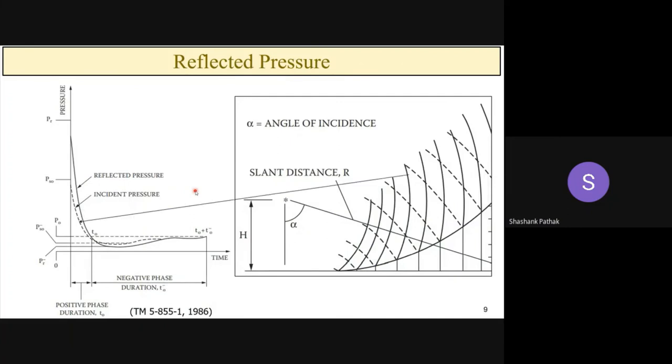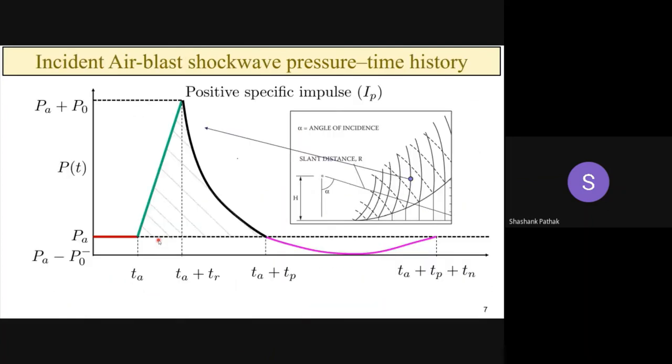Now this is nothing but showing how reflected pressures will look. So here you see that this is the profile of reflected pressures, and this dotted one is the profile of incident pressures. Why reflected pressures are higher, we will understand when we discuss wave propagation and wave reflection, those concepts in this course. But at this moment, the main takeaway message is that incident pressure and reflected pressure have more or less the same kind of profile, which has been discussed in this particular slide. So we can idealize both of them like this.